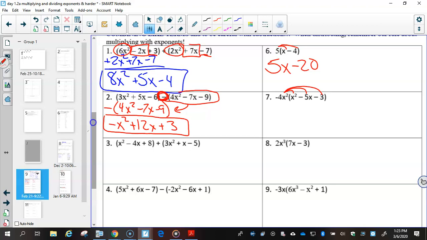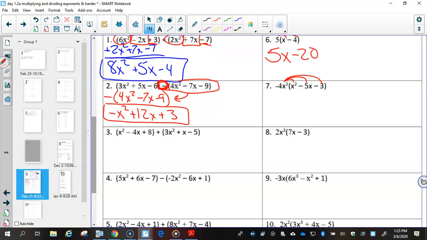But because we are distributing, we are now multiplying like bases. So what are we doing with our exponents? We're adding them. So if we multiply negative 4x squared and x squared, what would that become? Negative 4. Yes. Negative 4x squared times x squared would be negative 4x to the 4th.